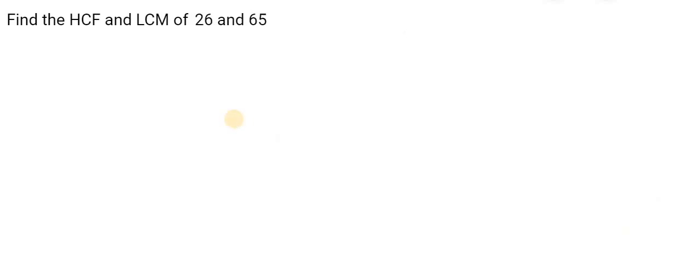Now, we want to find the HCF and LCM of 26 and 65. Okay? So, first thing we do, we take 26, try to break it down into a product of prime factors. 6 is an even number, so 26 is an even number, so 2 is a factor.